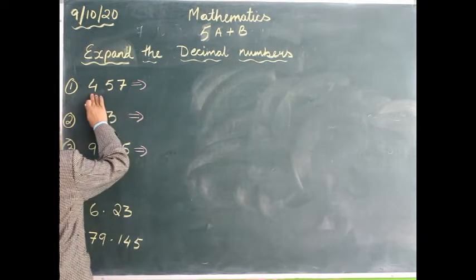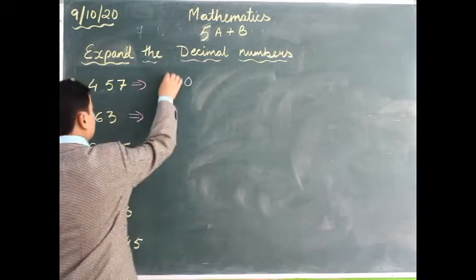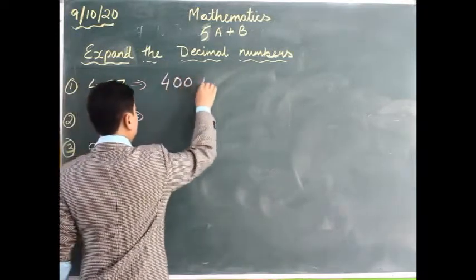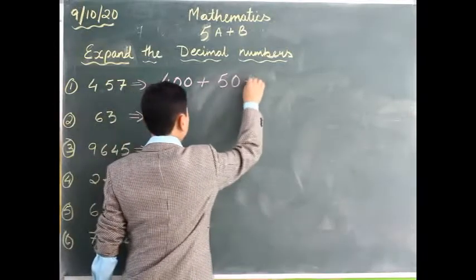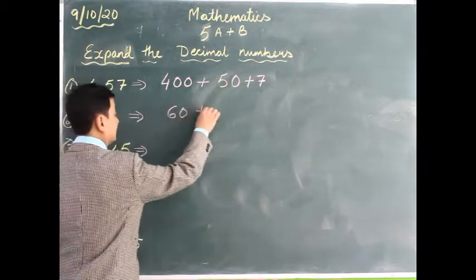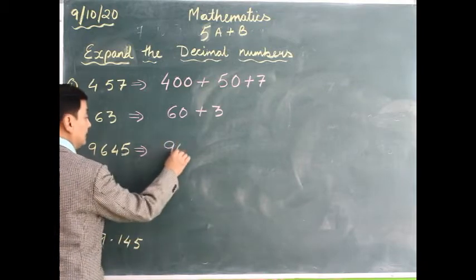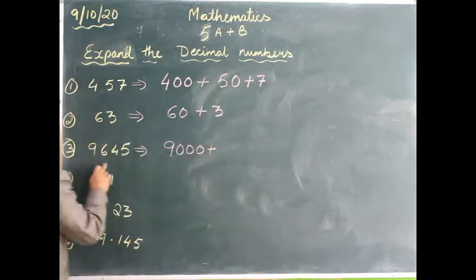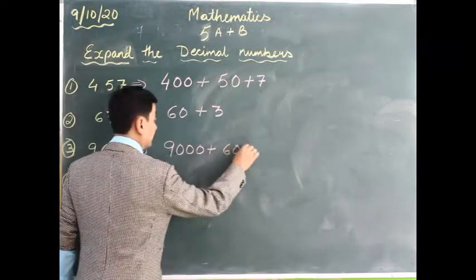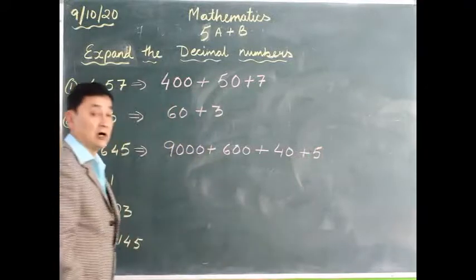Let's expand this. 457. 400 plus 50 plus 7. That's how we expand. Let's read this number. 63. 60 plus 3. Let's expand this number. 9,645. How many thousands? 9,000. How many hundreds? 600. Plus 40 plus 5. So this is how we expanded before.